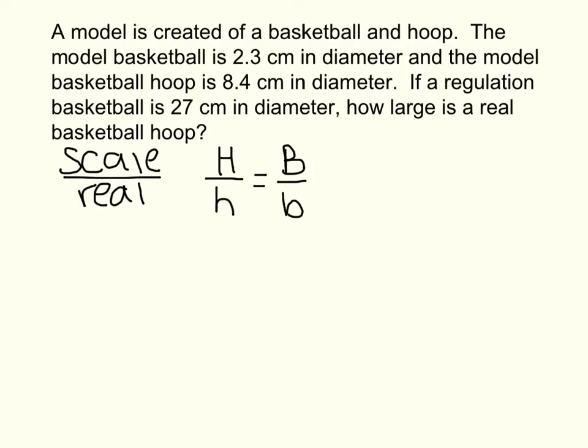These letters would make a lot more sense if we had numbers to go with them. So let's take a look back at our problem and see if we can find any numbers that go with what these letters represent. Capital H here represents the diameter of the model basketball hoop. Take a look back at the problem and see if you can find the number that goes with the model basketball hoop. It's listed right here in the second sentence.